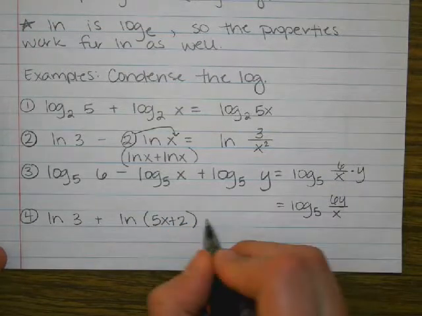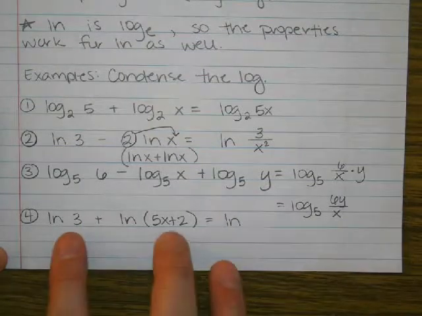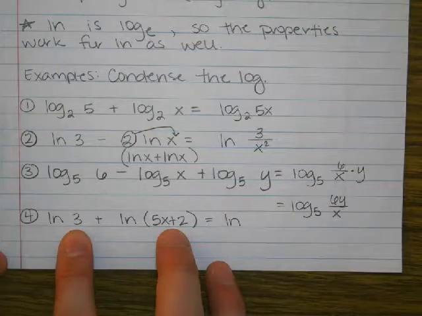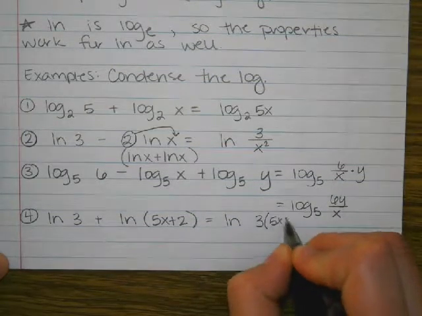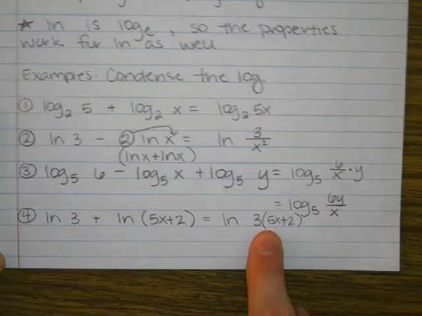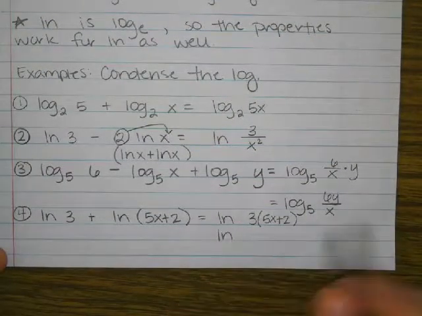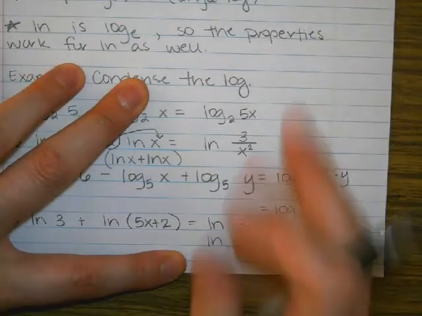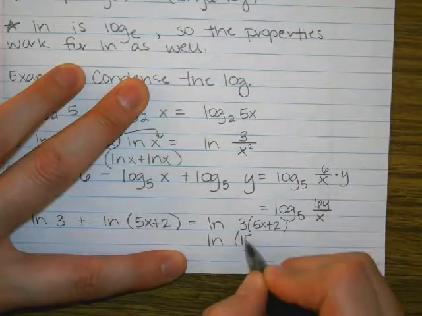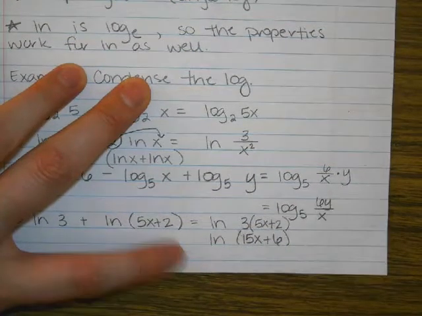So when I do this problem, my final answer is going to have 1 ln in it, and these two things are being multiplied together. So the 3 is being multiplied by the 5x plus 2. And I can actually go ahead and multiply those things. So my final answer for this one should be ln. 3 times 5x is 15x. 3 times 2 is 6. So it should be ln of 15x plus 6.